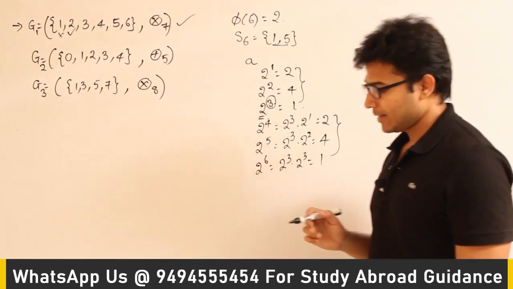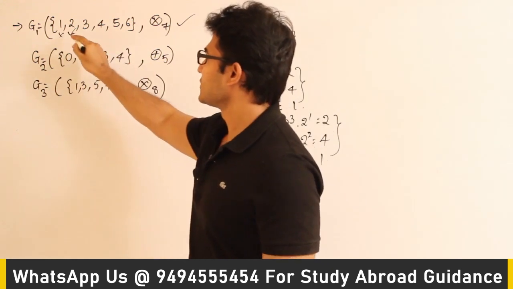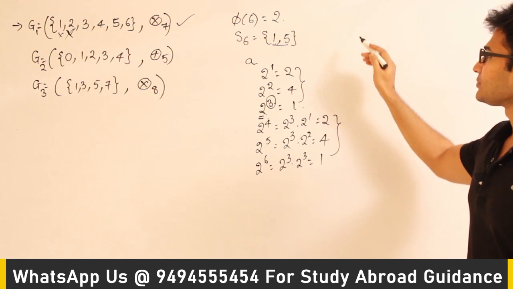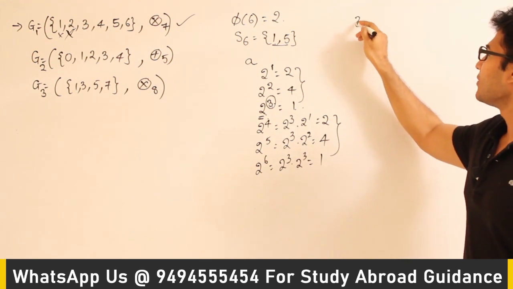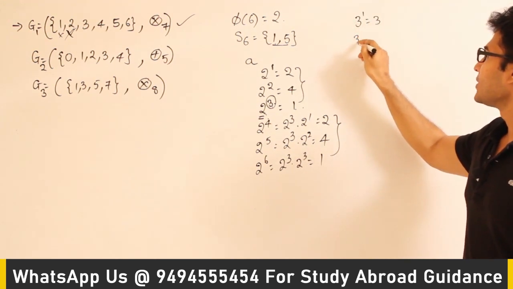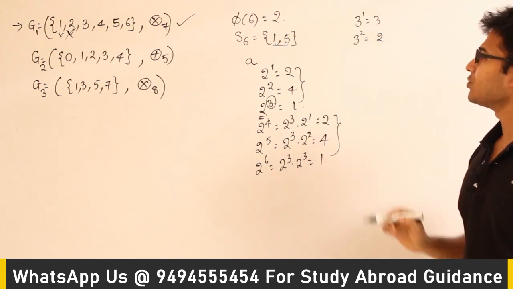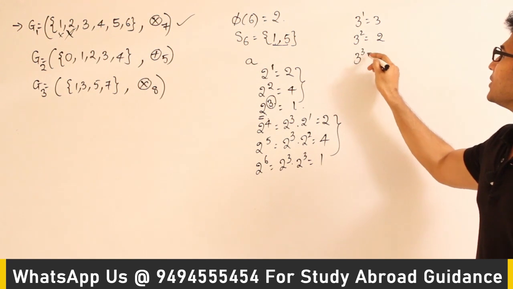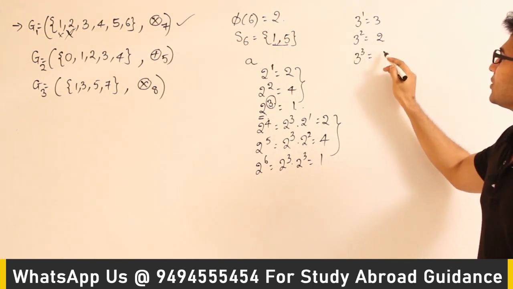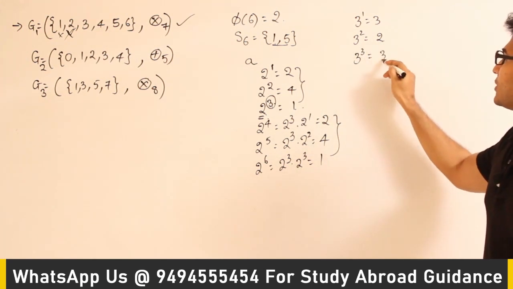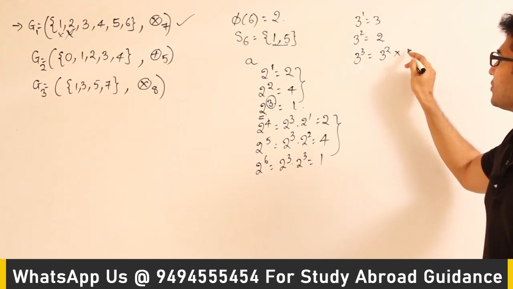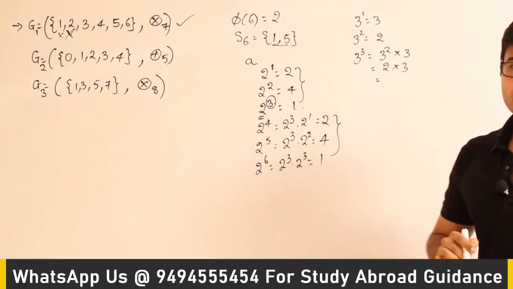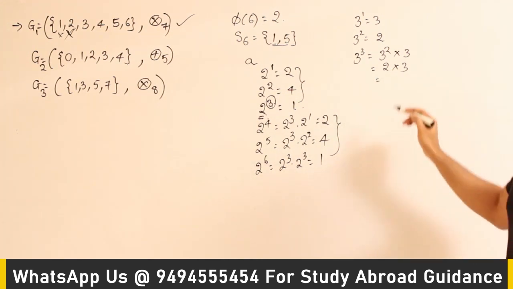What about 3? Can 3 be a generator? Let's check this. So 2 is not a generator. Can 3 be a generator? Let's check. 3 power 1 is 3. 3 power 2 is 9, therefore 2, because we are talking about mod 7. And 3 power 3, you can write this way: 3 power 2 into 3 mod 7, which is nothing but 2 into 3 mod 7, right? So what is 2 into 3 mod 7? It is 6.